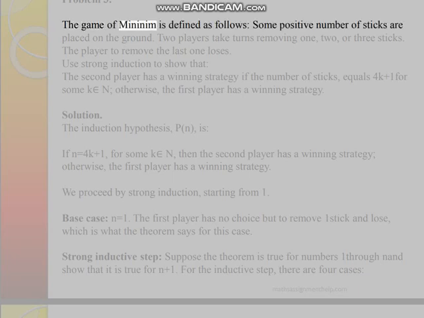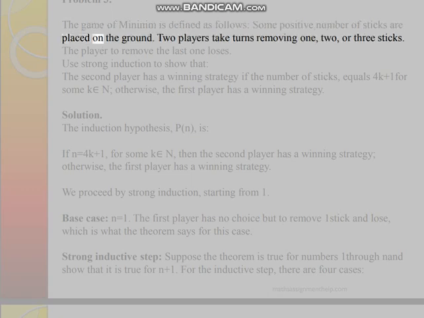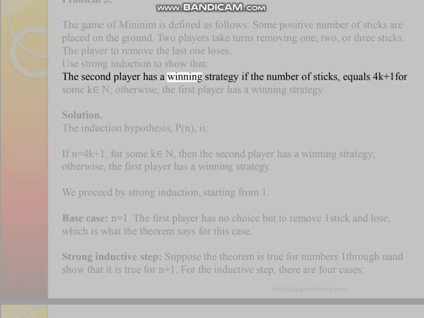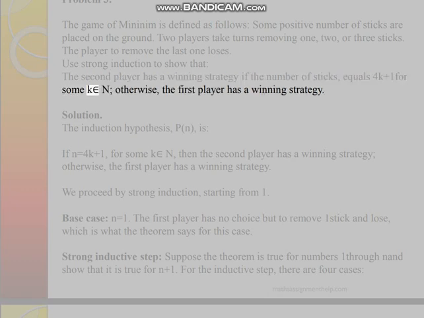Problem 3. The game of Nim is defined as follows. Some positive number of sticks are placed on the ground. Two players take turns removing 1, 2, or 3 sticks. The player to remove the last one loses. Use strong induction to show that the second player has a winning strategy if the number of sticks equals 4k+1 for some k in the natural numbers. Otherwise, the first player has a winning strategy.